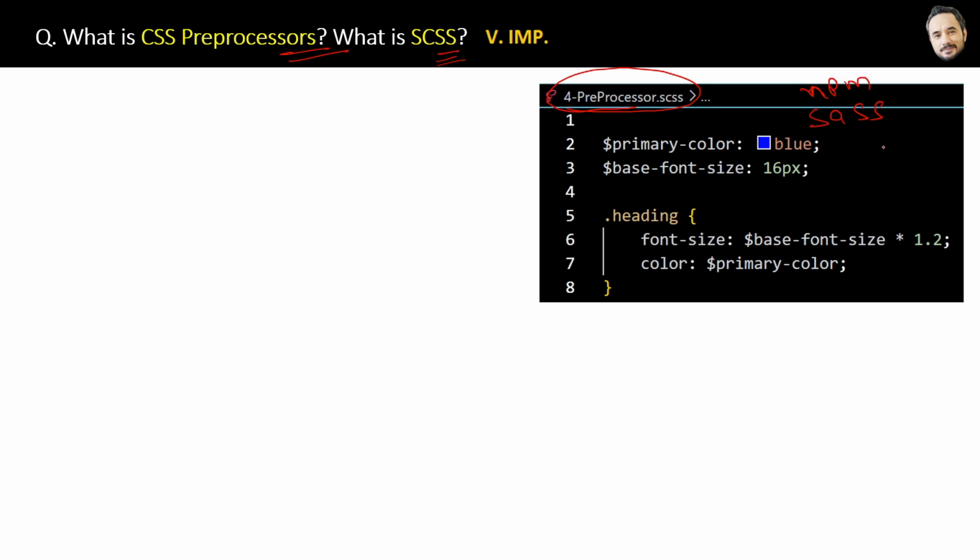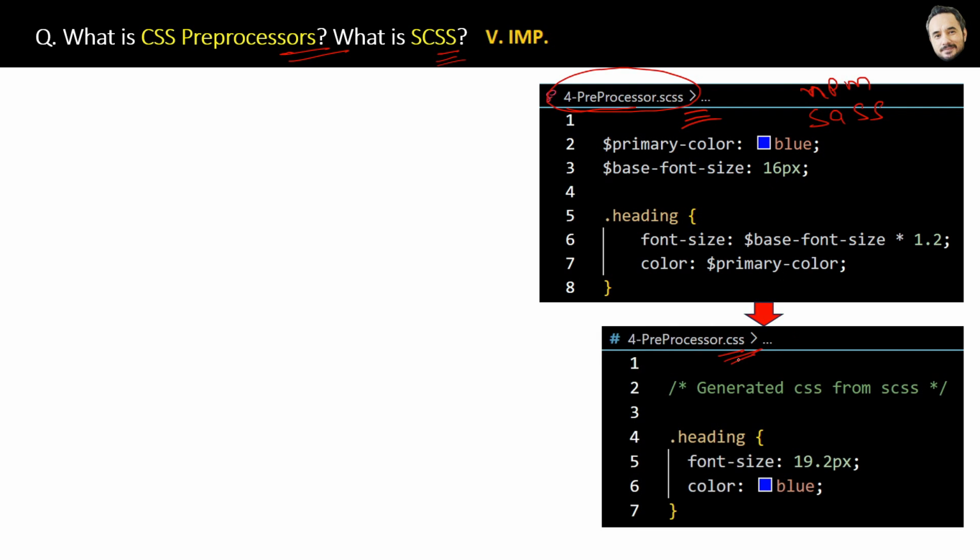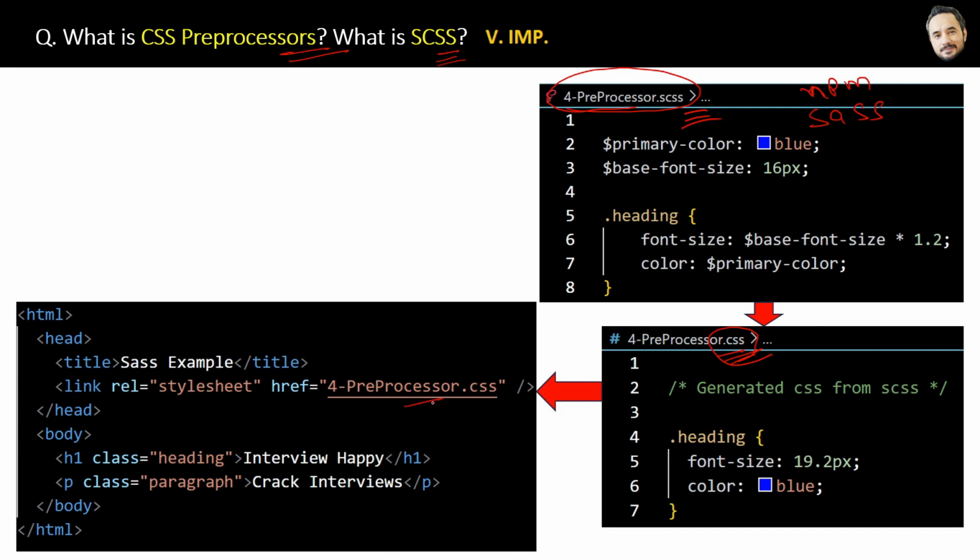And what will happen? This SCSS will first be converted into a CSS file, and that converted file will then be referred to in the link element of the HTML file. Getting my point? Now, to remember it, just focus on this name, CSS preprocessor. Its English meaning is before CSS, or pre-CSS. There will be a file of type SCSS or any other type which will then be processed to a CSS file.